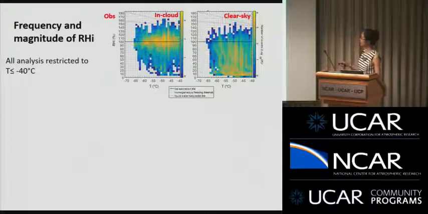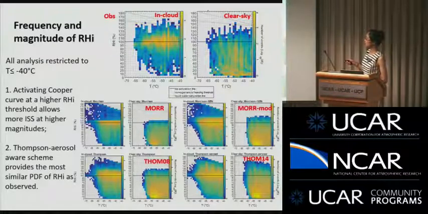If you look at the relative humidity with respect to ice, in observation, for in-cloud sampling, we mostly center around 100% relative humidity. This is very consistent and has been frequently observed in many field campaigns. And for clear sky condition, we see a wide range of distribution from about 10% relative humidity to 150%. Can the microphysics scheme represent the concentration around 100%? Yes, most of them represent this concentration in cloud at 100% RHI.